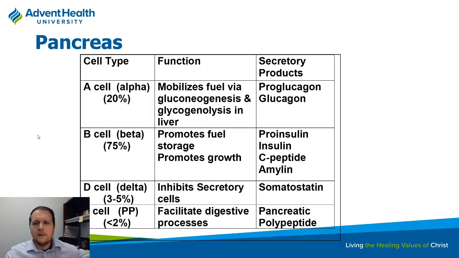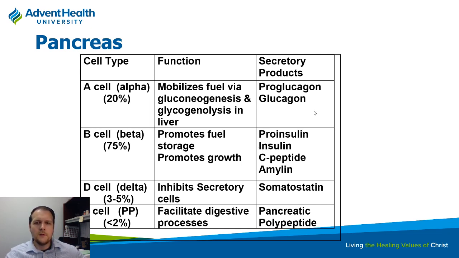Getting into the actual physiology here, the two most important cells we're going to be talking about are your alpha cells, which release things like glucagon, and your beta cells, which release your insulin. Actually, it is formed as proinsulin initially, and then gets broken down into the regular insulin that we're used to, which we'll talk about a little bit later on.